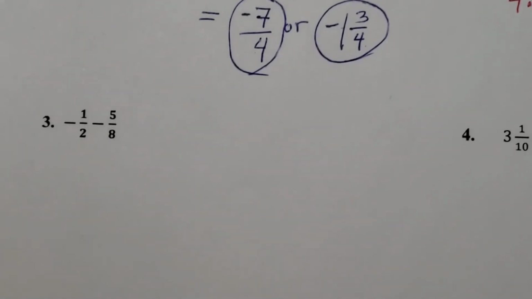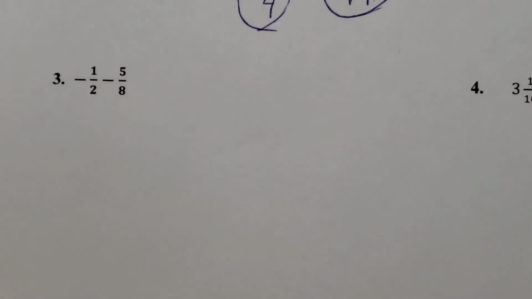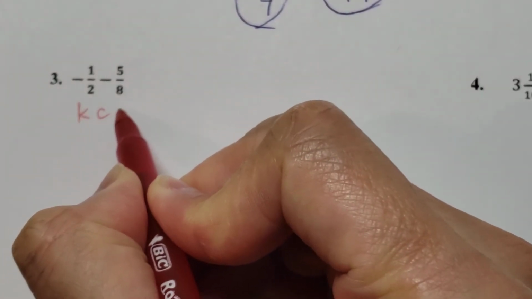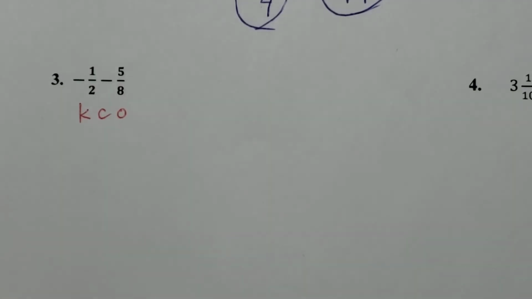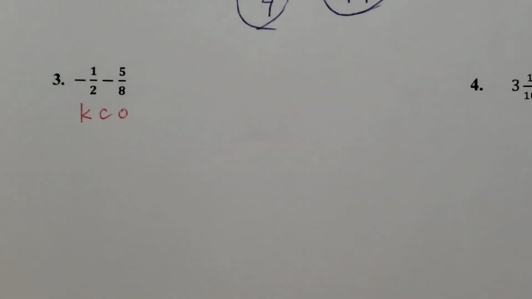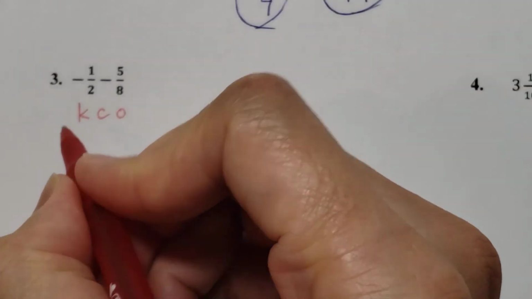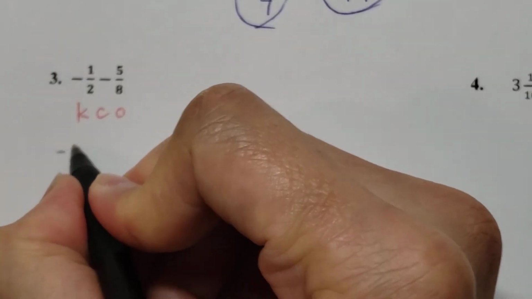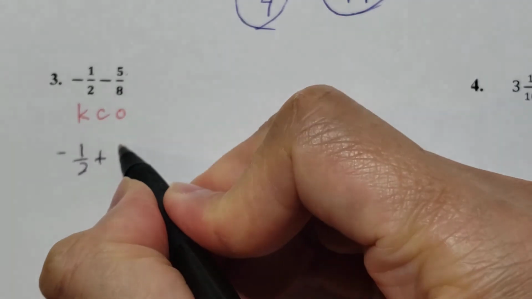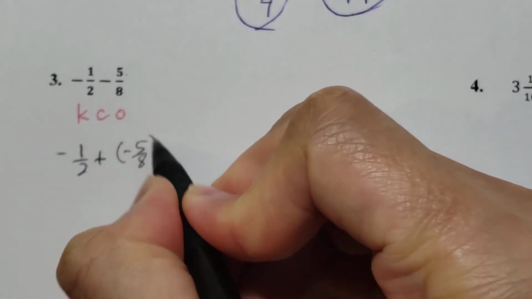Let's do number 3. Now, number 3 is negative 1/2 minus 5/8. So if you had negative 1/2 minus 5/8, we keep, change to its opposite, KCO. Now, why do we do this again? Yes, you're right, because subtracting is the same thing as adding its opposite. So we got negative 1/2 plus, what's the opposite of 5/8? That's going to be a negative 5/8.